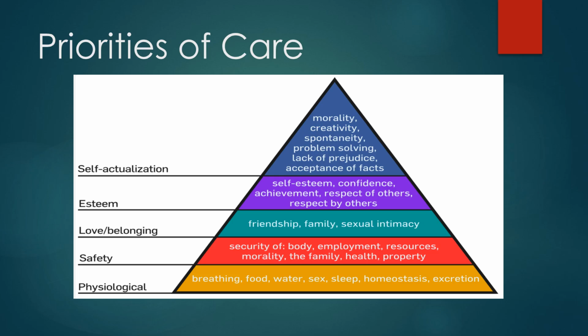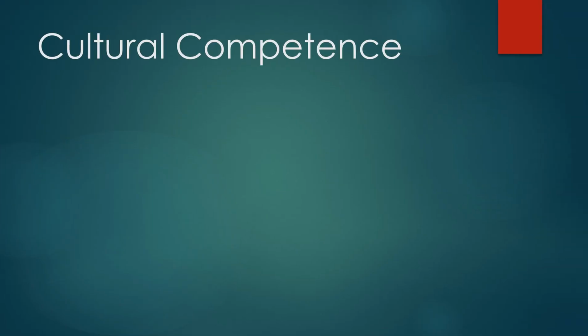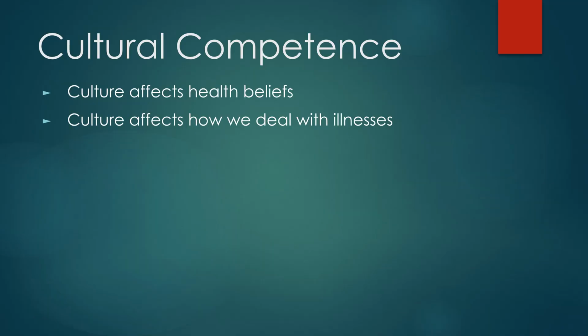Maslow's hierarchy of needs helps define the priorities of care. We must first address physiological needs, followed by safety, love and belonging, esteem, and finally, self-actualization. Cultural competence is essential in healthcare. Culture significantly affects health beliefs and influences how individuals and communities deal with illnesses.